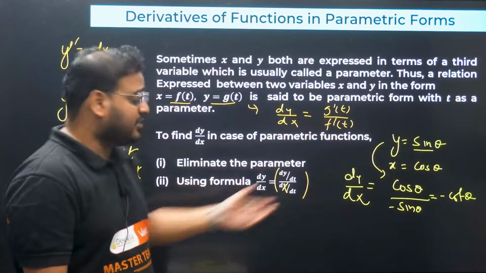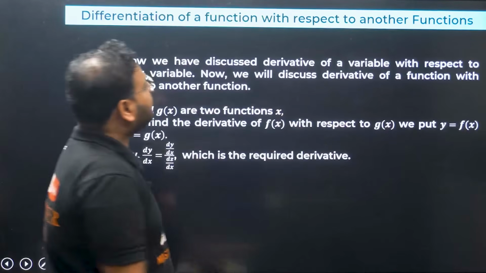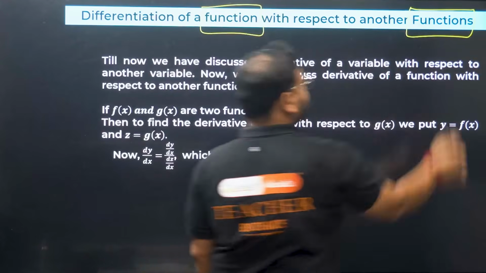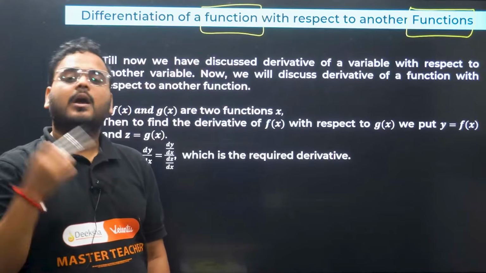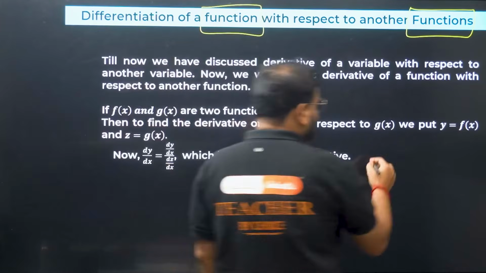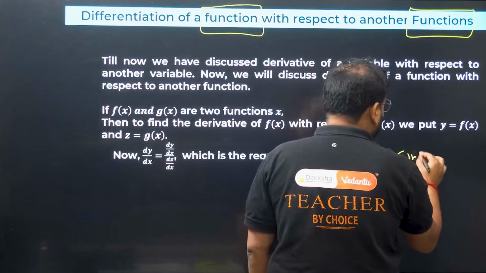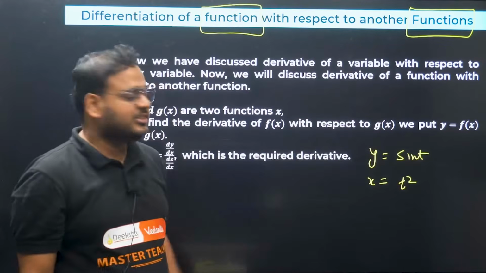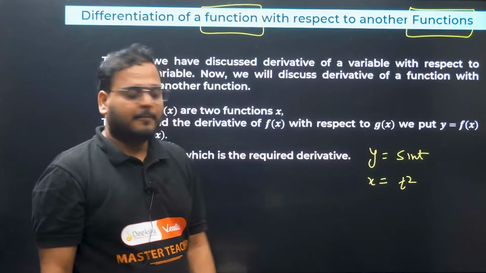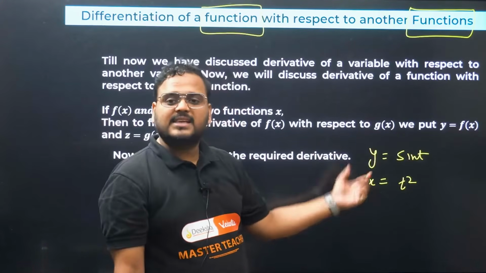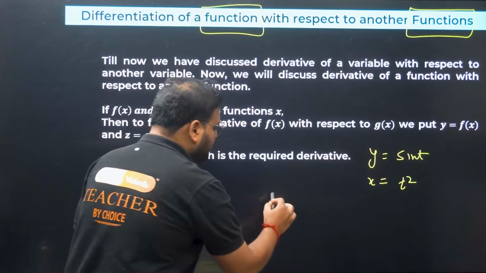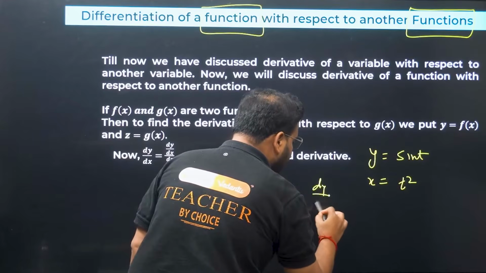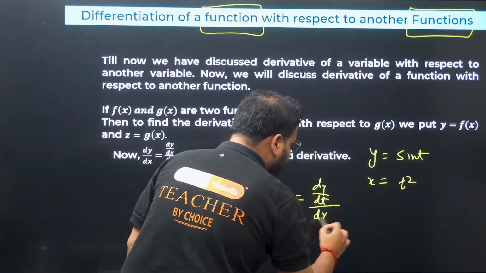Okay, but I can change that and differentiate a given function with respect to another function. For example, I can differentiate sine with respect to x square. Let's say y is given as sine t and x is given as t square. They can ask you to differentiate y with respect to x also. In this case, we'll have the same approach: dy by dx will be dy by dt upon dx by dt.